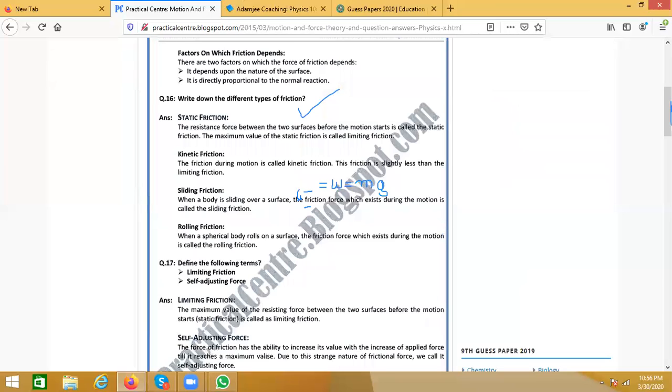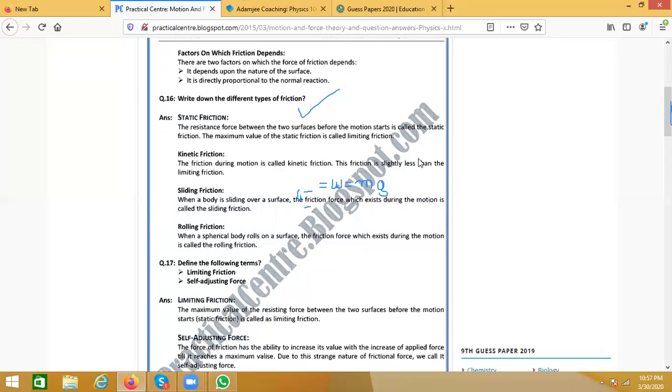Types of friction: static friction, in which the object is not moving. Kinetic friction: the friction that occurs between bodies when the object is in motion, right? So friction during motion is also known as kinetic friction. Sliding friction is when there is sliding over a surface, for example the water slide, right? When you go into a water park, you know that there is some sliding friction on the water slides.